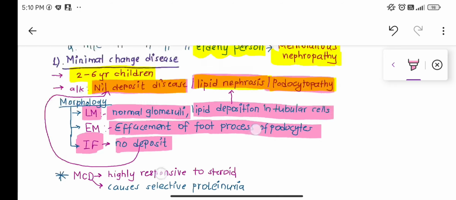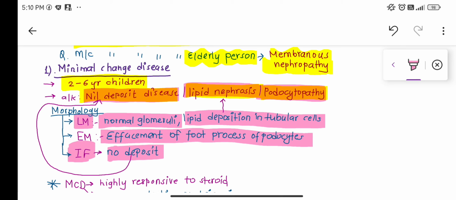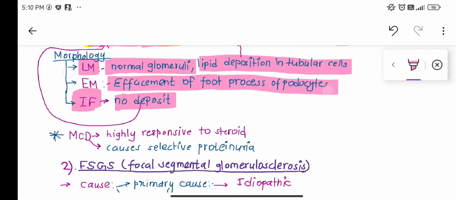So that's why it is known as minimal change disease. Minimal means very, very less, so there is nil deposit, so it is also known as nil deposit disease. We won't see any immunoglobulins or complement deposition under the immunofluorescence for this disease. Now this minimal change disease is highly responsive to steroids. If we give steroids to the patient, there will be a good response.